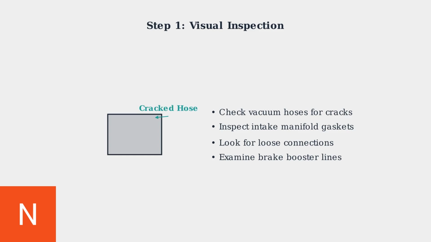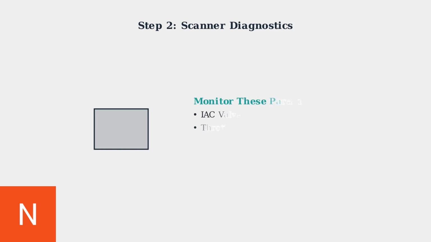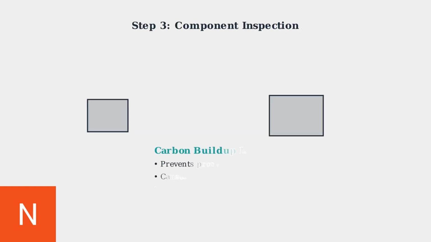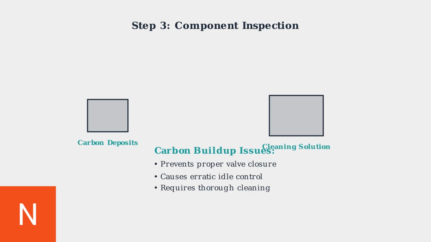Look for obvious vacuum leaks, cracked hoses, and damaged connections that could cause unmetered air to enter the engine. Next, connect an advanced OBD2 scanner to monitor real-time data. Focus on idle air control valve position, throttle position sensor readings, and manifold absolute pressure sensor data to identify the root cause. Inspect the idle air control valve and throttle body for carbon buildup. Carbon deposits are a leading cause of P0507 codes, preventing proper airflow control and causing high idle conditions.